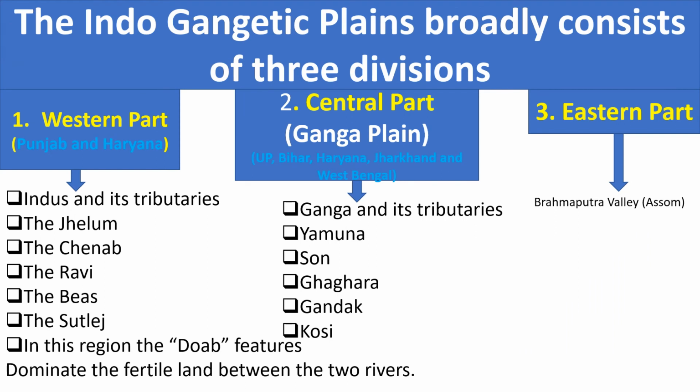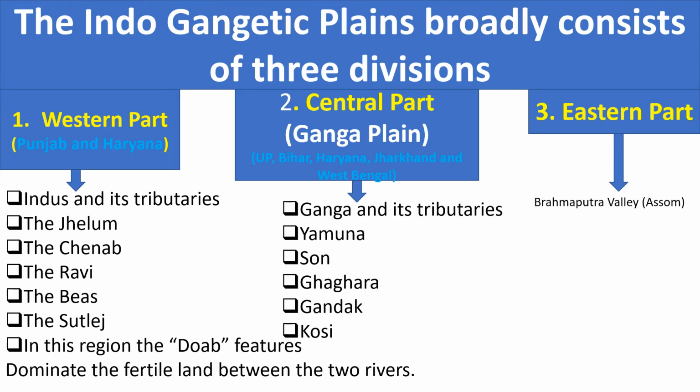The Indo-Gangetic Plain consists of three divisions: the western part, the central part, and the eastern part. The western part is mainly formed by the river Indus and its tributaries, the Jhelum, Chenab, Ravi, Beas, and Satluj. Most of this river basin is in Pakistan, and a very little portion we can find in Punjab and Haryana. There is a feature called Doab in this region. Doab is nothing but the fertile land between the two rivers.